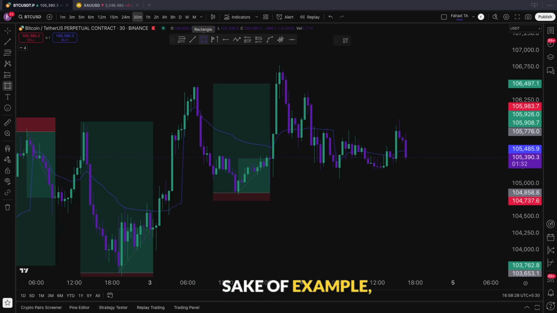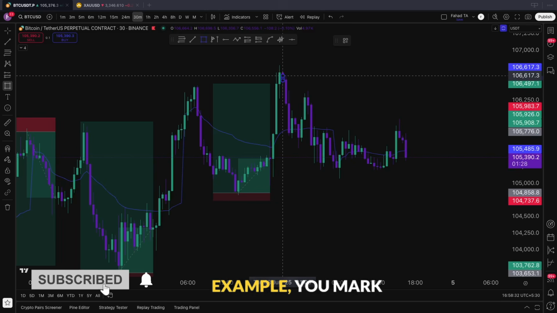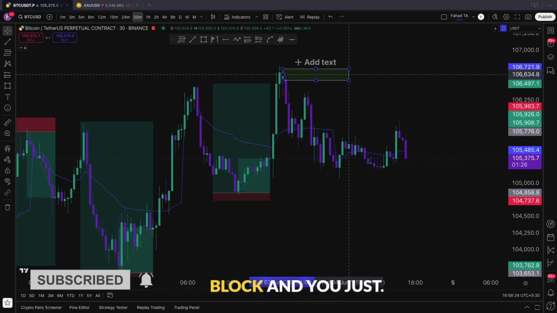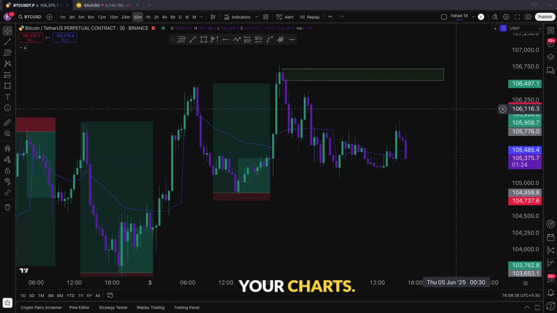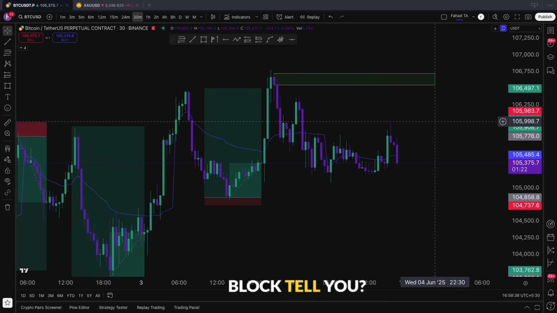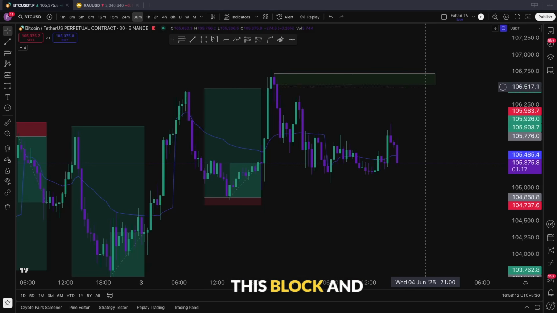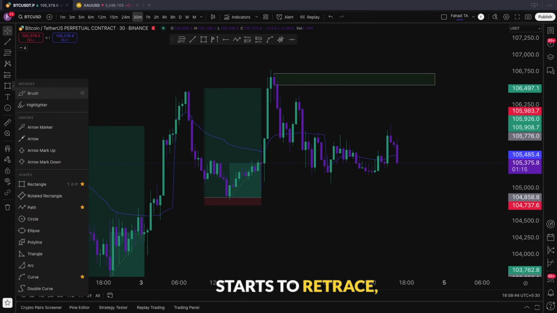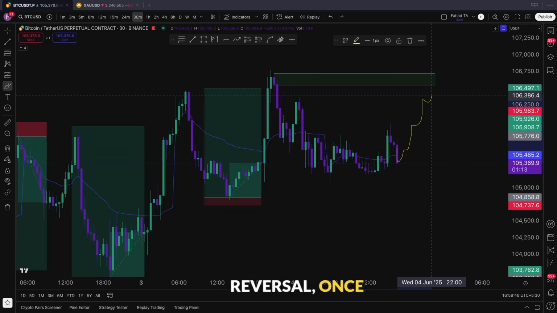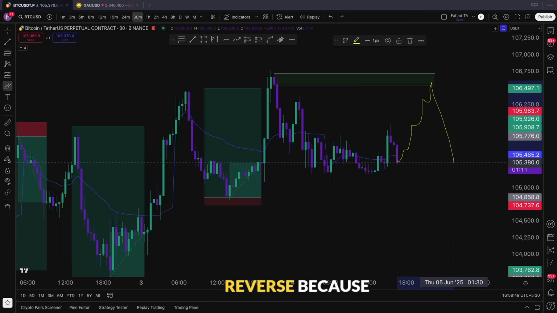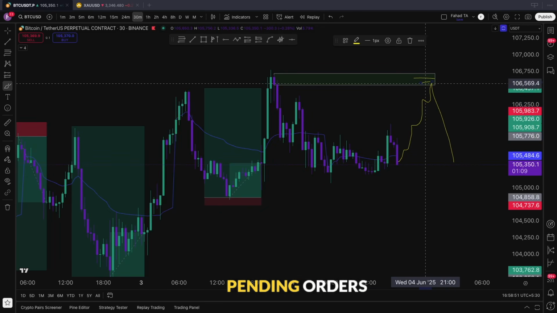So just for the sake of example, I'm not saying this is an order block, but let's say you mark this as an order block and you just place it on your charts. Now what does an order block tell you? You are assuming that there might be a lot of pending orders around this block, and once the price starts to retrace, once you hit this box, the price will reverse because there are a lot of pending orders around here.